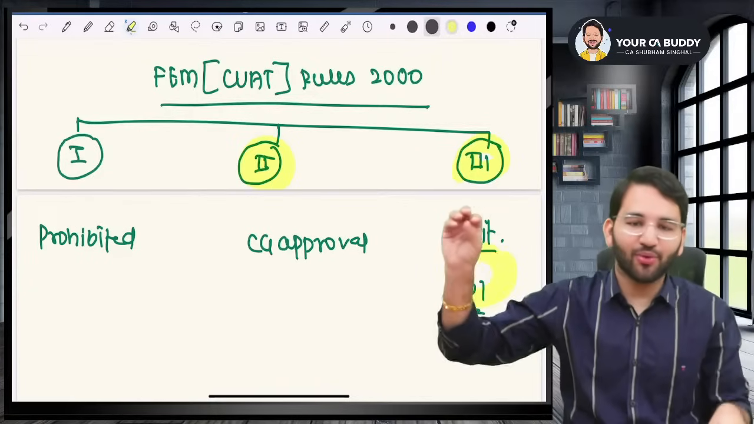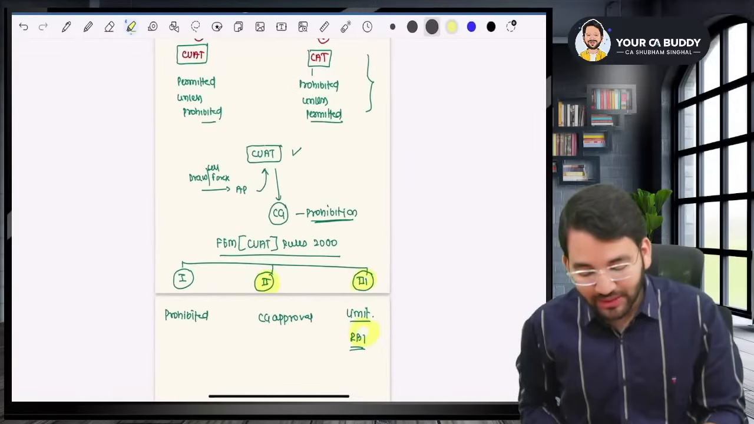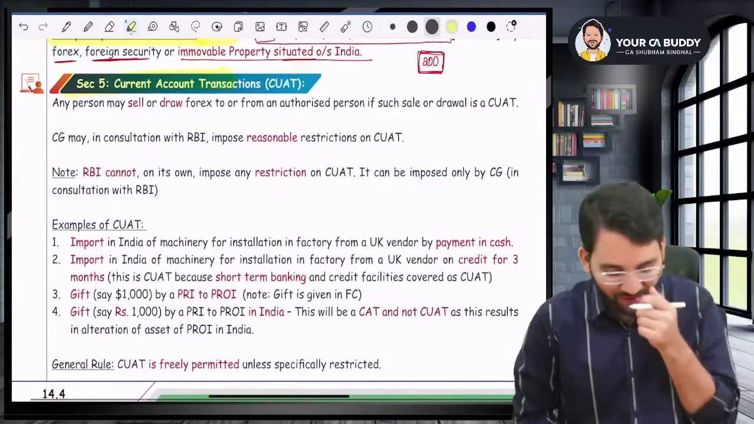Schedule 1 is prohibited, Schedule 2 is Central Government's approval, Schedule 3 is limit. Okay, there is a limit. Now, this is the base, sir. Now, try to understand. We'll read it from the book. Please come to the book and listen to me very carefully.